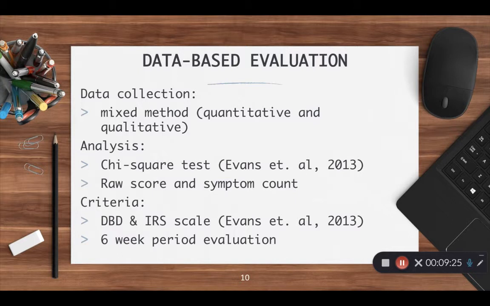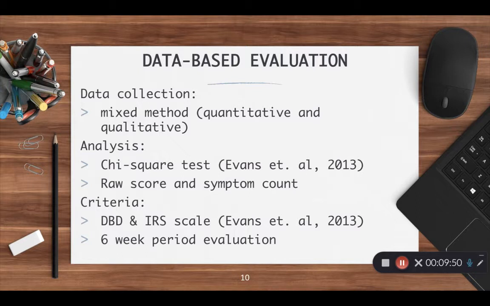The criteria was evaluated by the DBD, which was the Disruptive Behavior Scale, and the IRS, the Impairment Rating Scale. These were teacher rating scales that were used to determine the symptoms of these students.